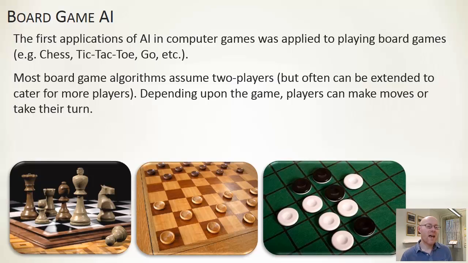There are lots of different types of board games, and we're going to define some of their characteristics. But most of these algorithms assume it's a two-player game: you've got the player and you've got the computer, but you can extend that to more than one player if you want to. Depending on the game, most games have the notion of a player taking his or her turn, with some sort of round-robin approach cycling around the players.